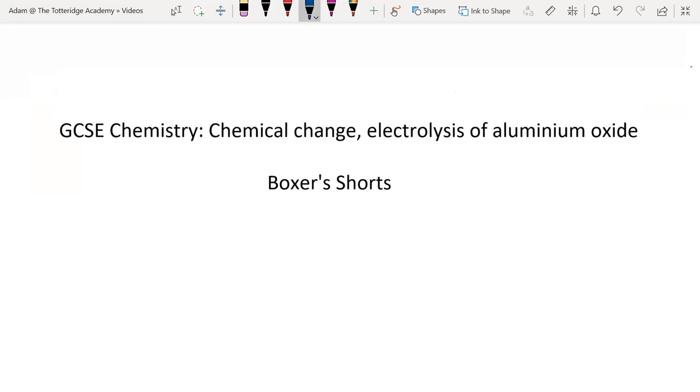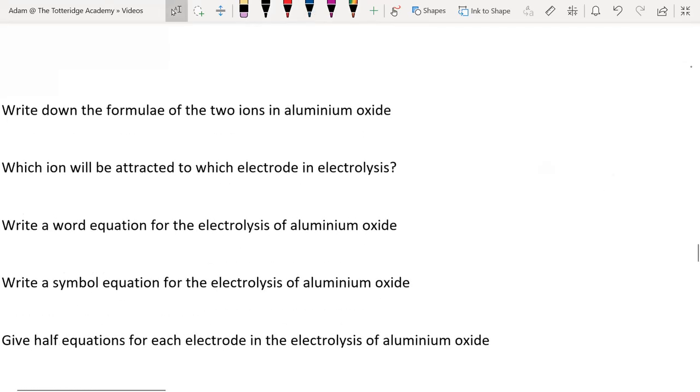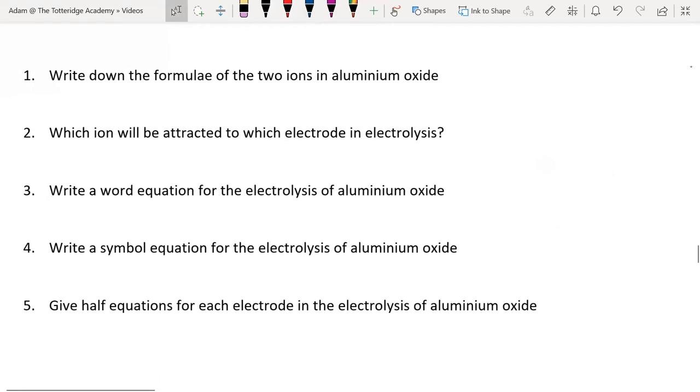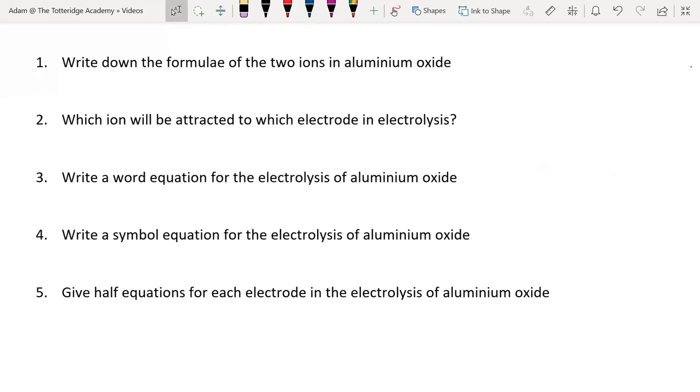To start with, as per usual, we're going to have a few questions to have a go at first. Please pause your screen and do the questions. You should be writing down your answer. Pause the screen, do the questions, write down your answers, and press play when you are ready to go over. Okay, you should only now be listening to my voice if you have done these questions.